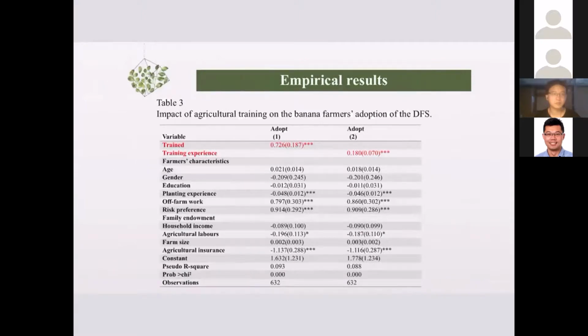Further, we did an empirical analysis. As we expected, agriculture training can increase farmers' adoption rate of the DFS. We conducted a robustness check by replacing the main variable with training experience. We found that training experience has a significant impact on farmers' adoption of the DFS. Thus, we think the result can be seen as reliable.